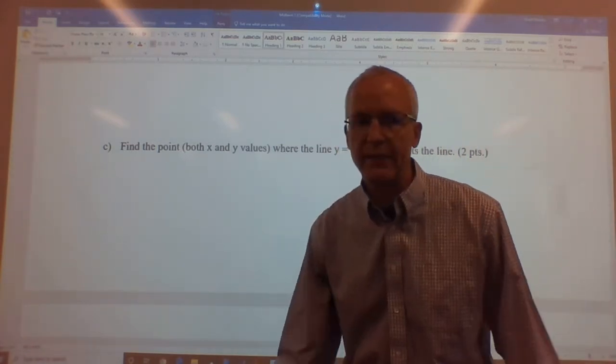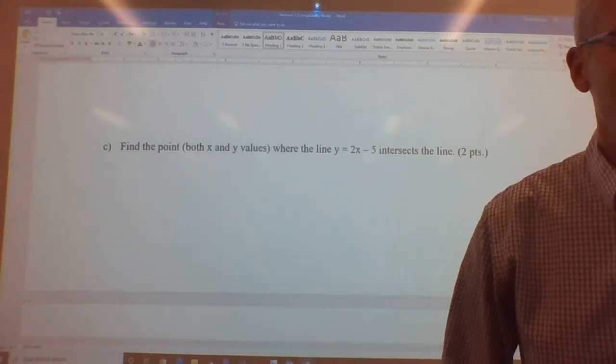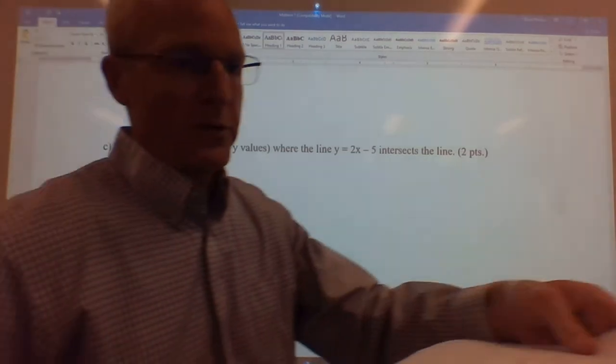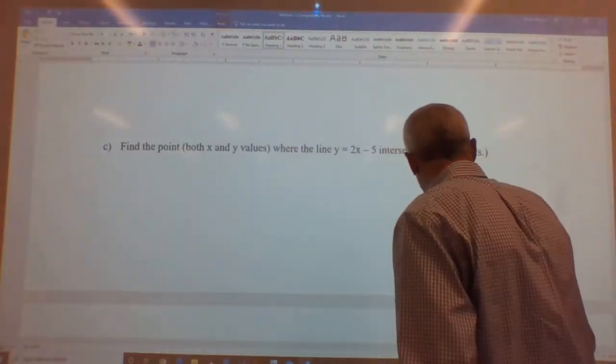So many people got to a 7/3 slope instead of 3/7, which, you know, you look at it and go, oh, that can't be right. Okay, moving on here. The next one.